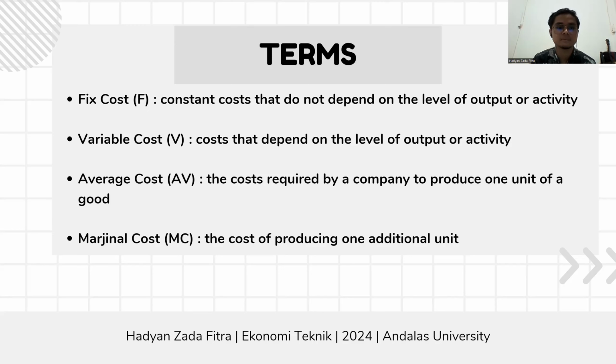And the next term is average cost, with the AV symbol. The average cost is the cost required by a company to produce 1 unit of a good. And the last term is marginal cost. The marginal cost is the cost of producing one additional unit, with the MC symbol.